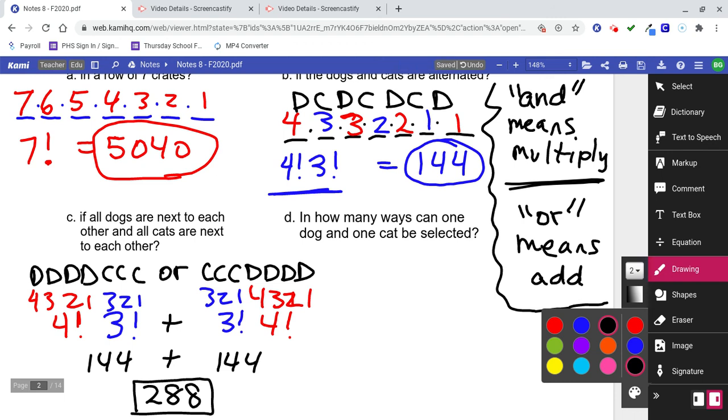Part D, in how many ways can 1 dog and 1 cat be selected? How many blanks are there in this problem? 2, exactly. Do you see the word and? Okay, remember, and means times, so I only see 2 blanks. So I draw out the blanks. Some of these problems are really tricky. So draw it out. Try to simplify it when you can. 1 dog and 1 cat. So how many ways are there of picking 1 dog? 4. How many ways are there of picking 1 cat? 3. So this answer, 4 times 3, is 12.